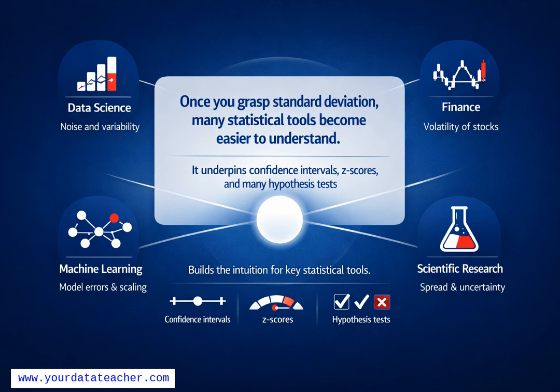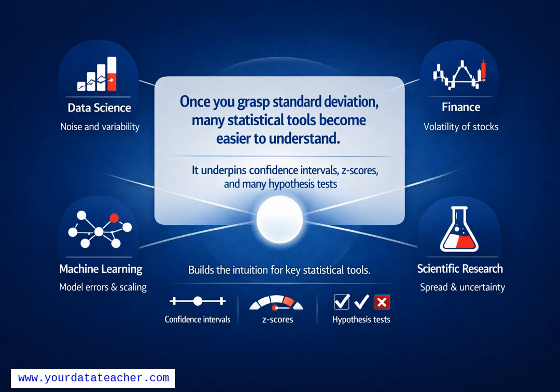It tells you how much your data naturally fluctuates, so you can judge whether a pattern is meaningful or just randomness. In finance, it's at the core of volatility. The standard deviation of returns tells you how wildly a stock or a portfolio tends to move, which is a direct measure of risk. In machine learning, standard deviation is used to evaluate model errors and to scale features, so that variables with very different spreads don't dominate the learning process.